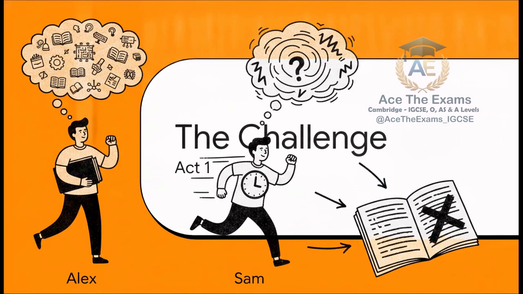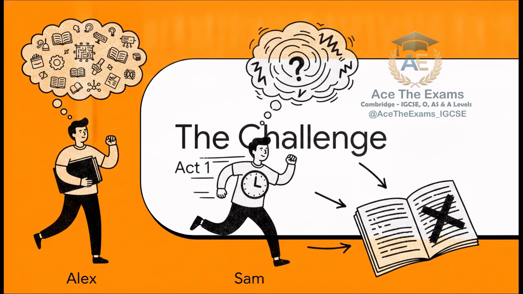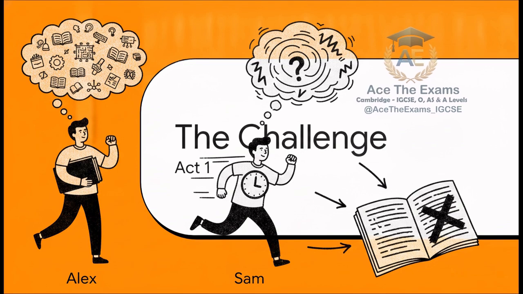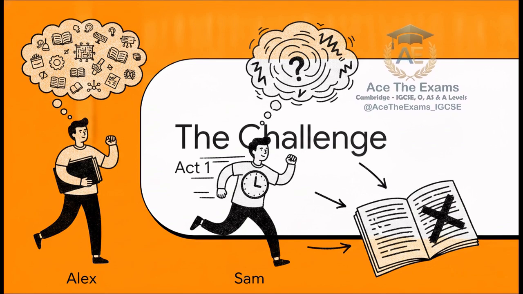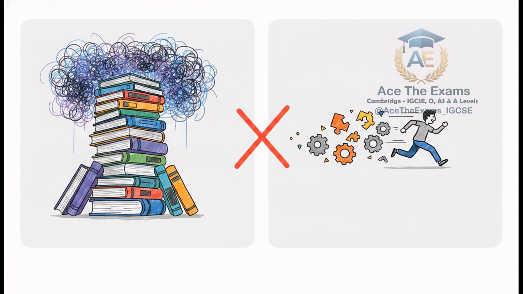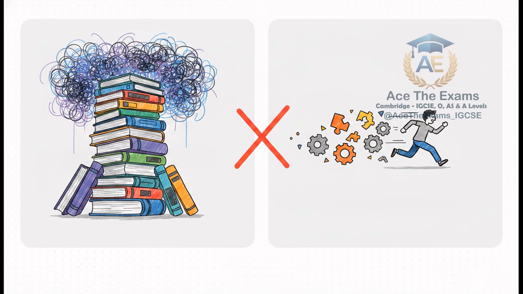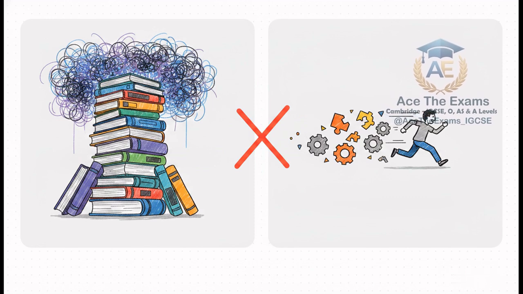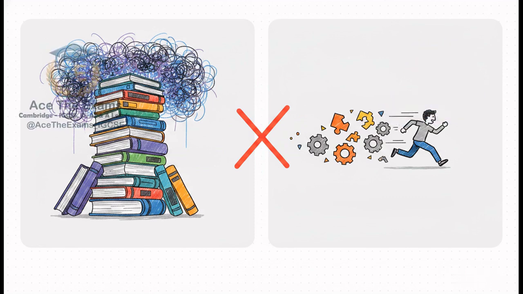Starting off with Act 1, the challenge. Because to figure out how to get it right, we first have to fully understand exactly how it goes wrong. Okay, I want you to meet Alex and Sam. These are two archetypical students we see sweating it out in the exam hall every single year. Imagine an exam question asks you to write an algorithm to input 50 student grades and output the average.